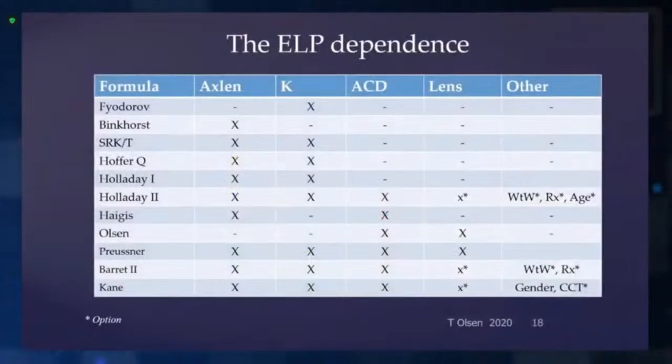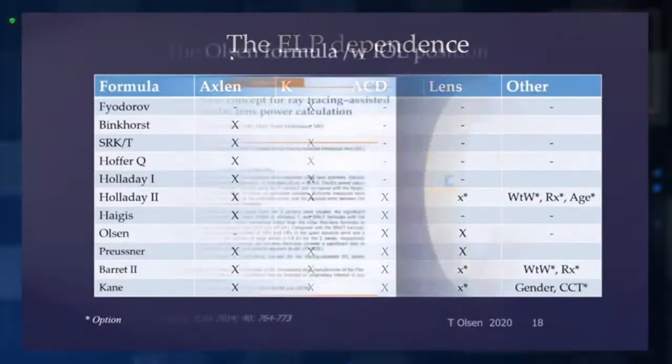And if you look at the different formulas out there, there are many approaches to how you can optimize the ELP. Many formulas use a lot of parameters. You can see the Holladay 2 is using the axial length, K reading, ACD, lens thickness, and also the white-to-white, the refraction, or maybe the age of the patient. So there are a number of different approaches.